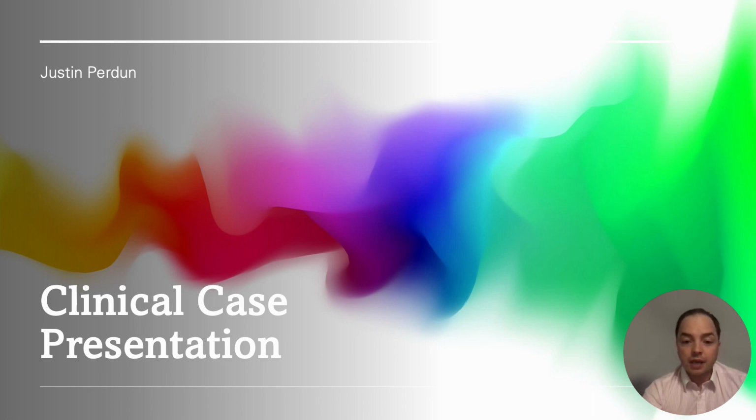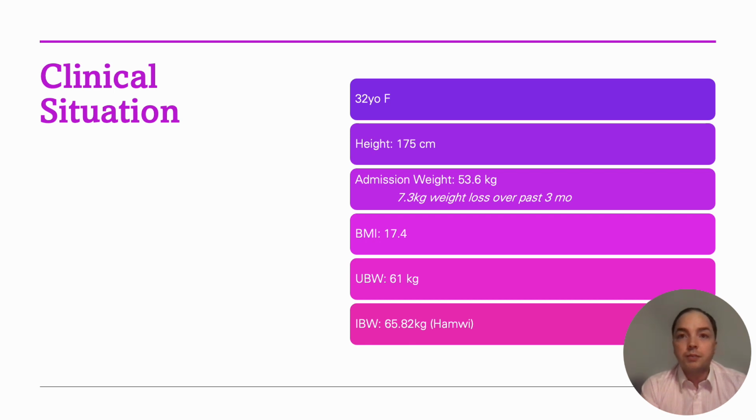Applied Anatomy and Physiology. From the outset, we have a 32-year-old female admitted at 53.6 kilograms, under her usual body weight of 61 kilograms and well under her ideal body weight of approximately 66 kilograms based on the Hamwi equation for her height of 175 centimeters.